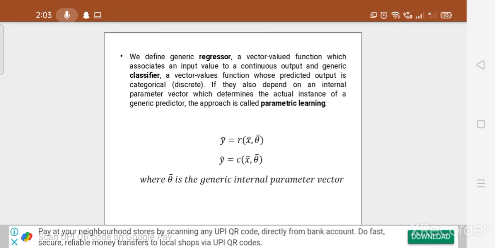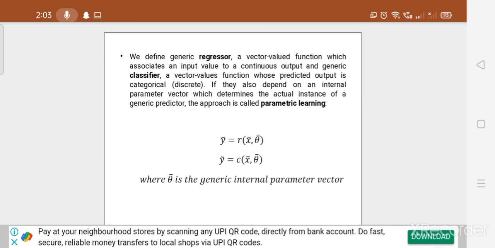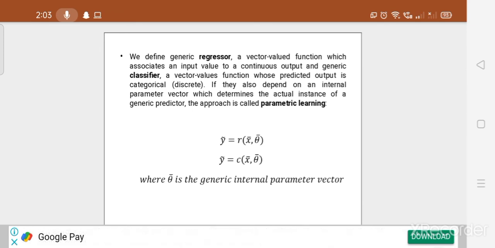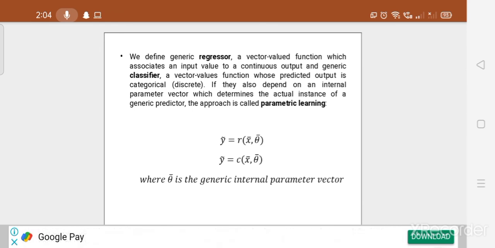Clear? If they also depend on the internal parameter vector which determines the actual instance of a generic predictor, then that approach is called parametric learning. Clear? Where theta is the generic internal parameter vector. What we are doing here is defining the generic regressor, for the purpose of identifying parametric learning. Inside this, we consider a vector valued function which associates the input value to the continuous output, and the generic classifier. If the vector valued function's predicted outcome is categorical, then it also depends on the internal parameter vector, which determines the actual instance of the generic predictor. Clear? So that's why this approach is called parametric learning.